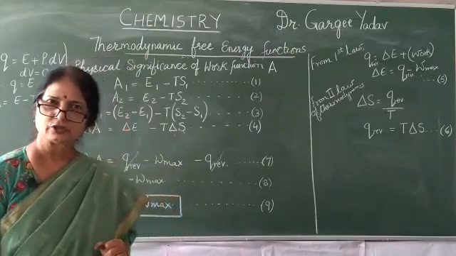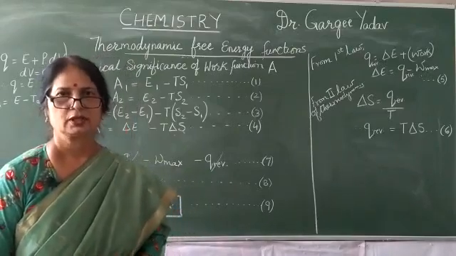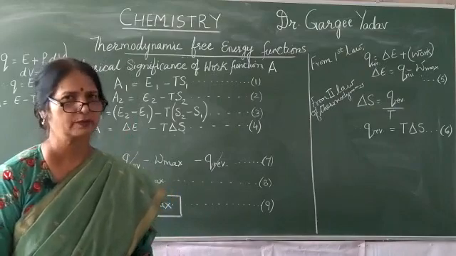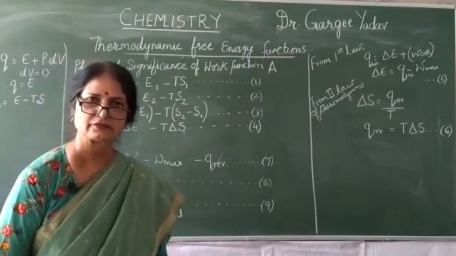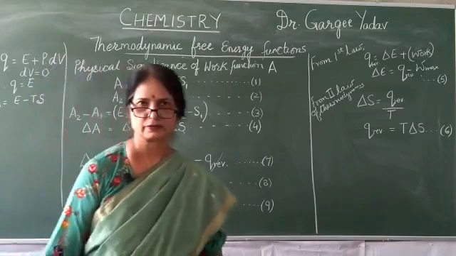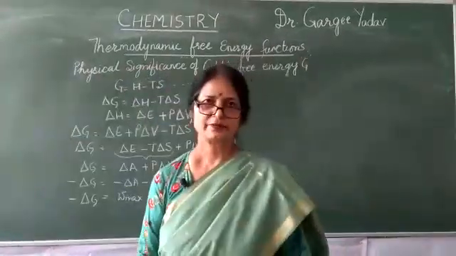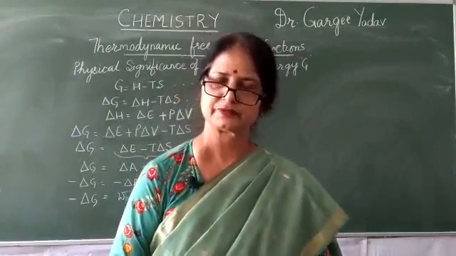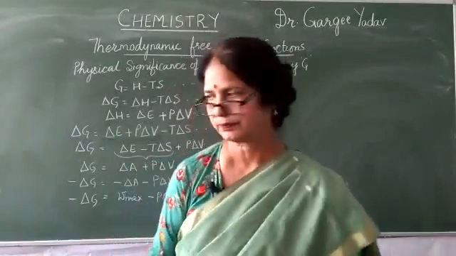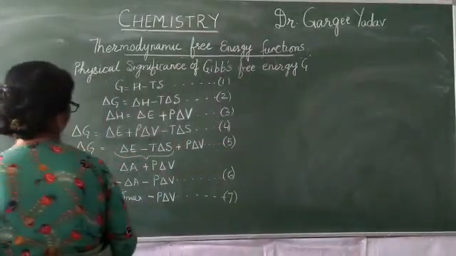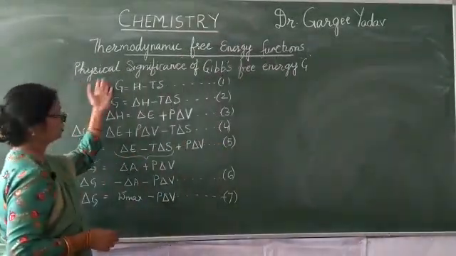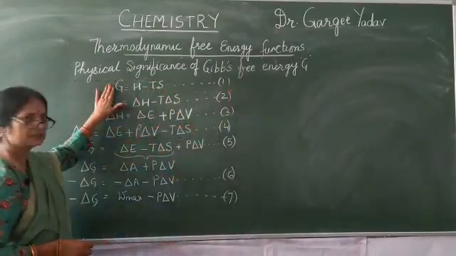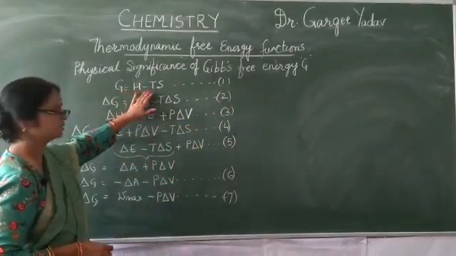Now, I will tell you about the Gibbs function, which is denoted by G. The physical significance of it and what is the difference between the two. So I will tell you about the physical significance of Gibbs free energy G. G is defined by H minus TS.